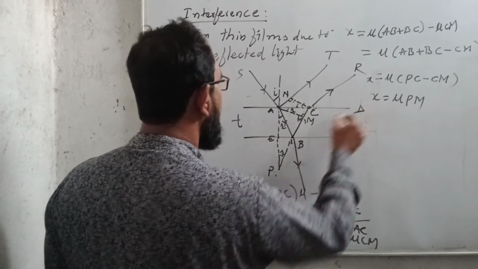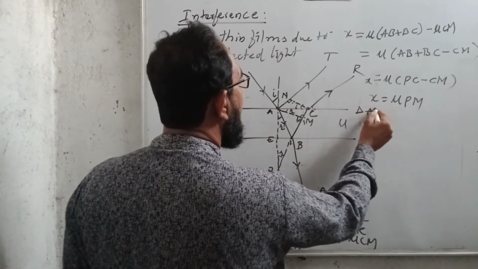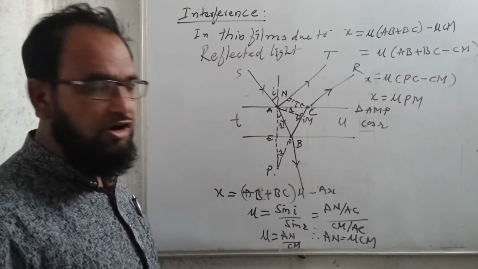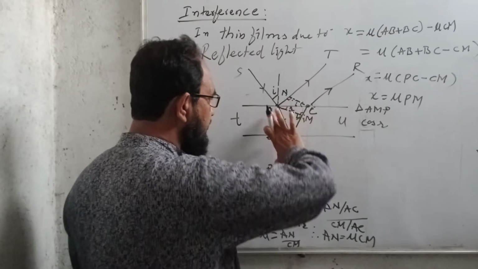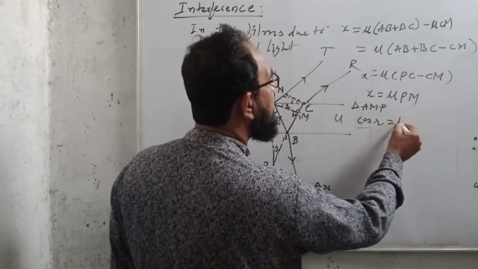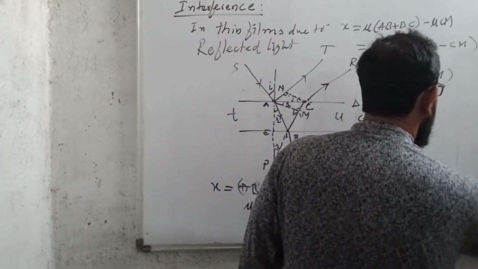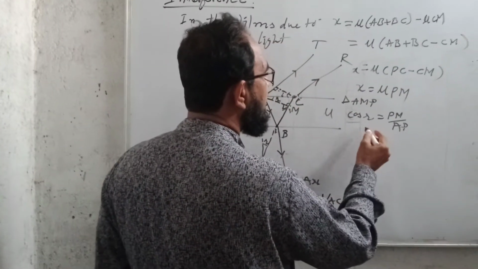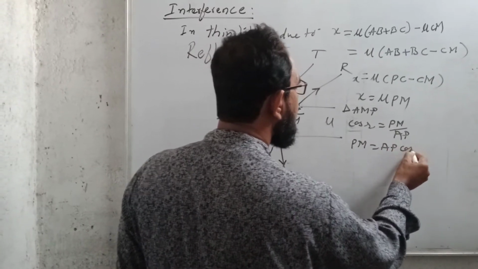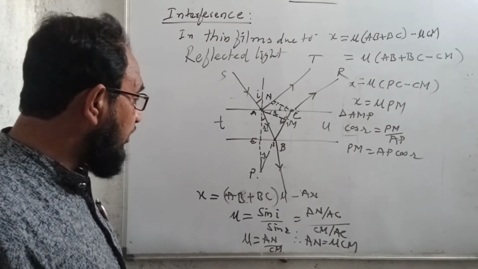So in triangle AMP, I will write here cos r. Cos r is equal to adjacent upon hypotenuse. This is the adjacent side, PM upon AP. This is the value of cos r. So here PM will be equal to AP cos r. Now what is AP?